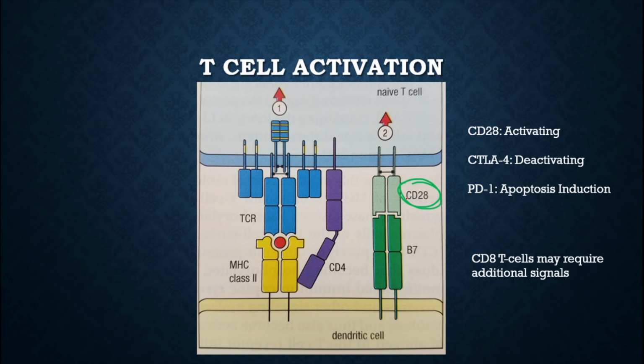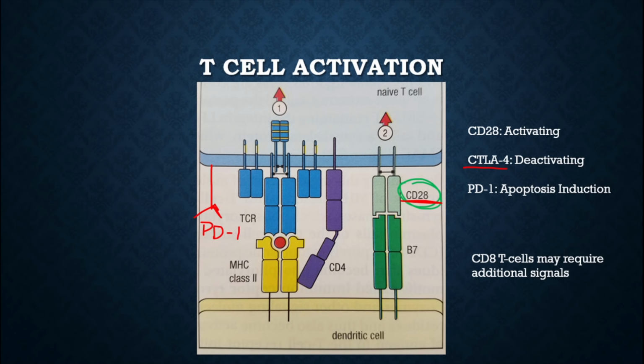And of note, this CD28 could be replaced with CTLA4. If that happens, it actually inhibits. It doesn't get that second signal, and it inhibits the T cell activation. Additionally, there's a PD-1 receptor that was mentioned by Dr. Tiwari, which, if it is expressed and interacts, induces the T cell to perform apoptosis. So it actually causes the T cell to die if it interacts with a PD-1 ligand.